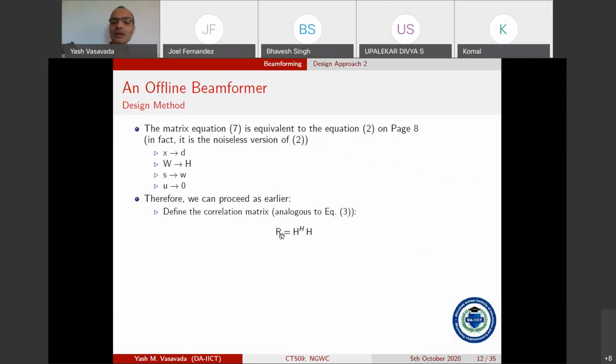What will be the dimension of R, Kishan? Sir, the dimension of R? N cross N. No, it is going to be still K cross K. Yeah, Divya, you're right. Because remember, H is completely identical to W, even in terms of size. And W was N cross K. So H is also N cross K. So this is still going to be a K cross K matrix.